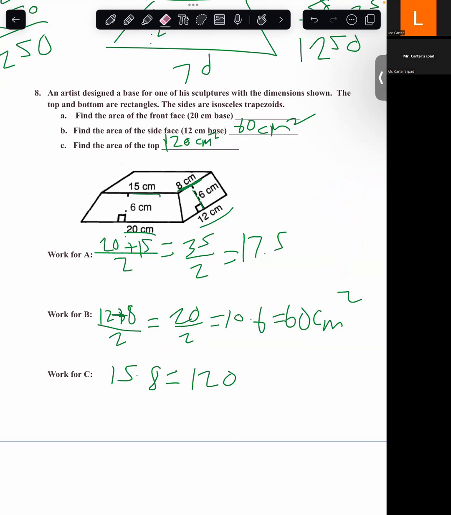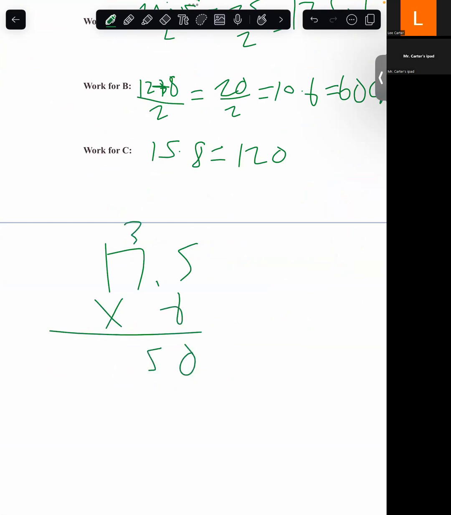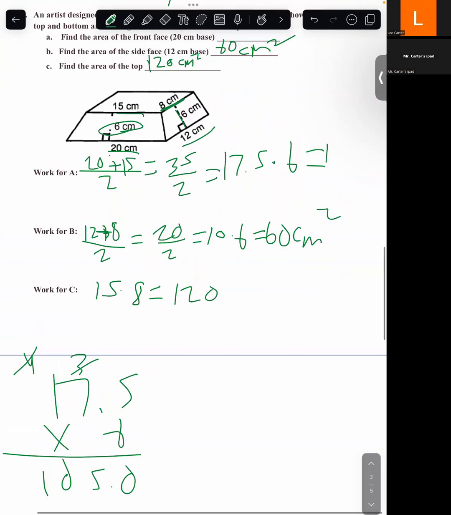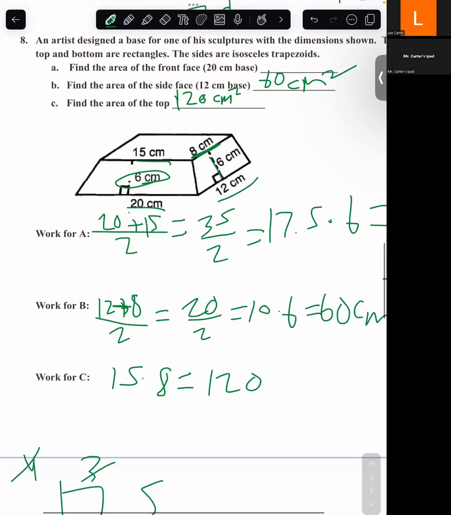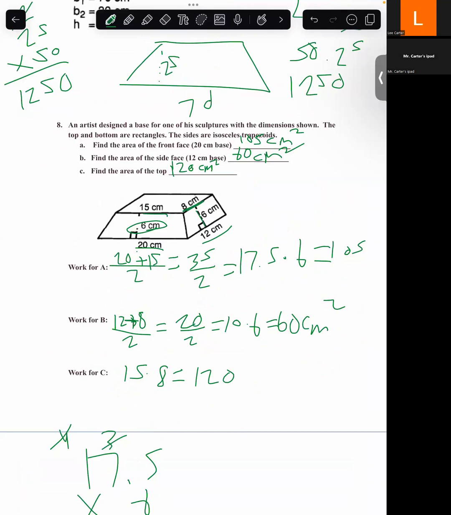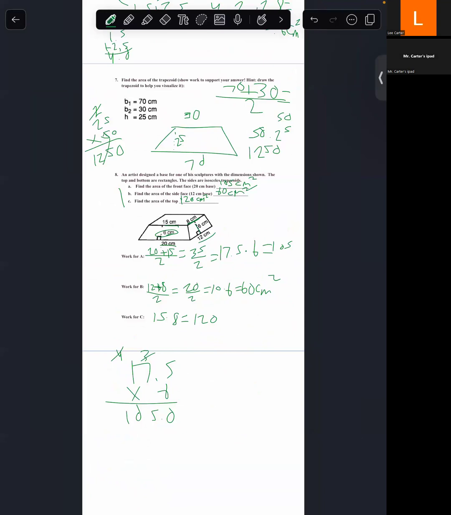Okay, and then so we have 17.5, and then times the height, which is 6. So 17.5 times 6. 6 times 5 is 30, 6 times 7 is 42, plus 3 is 45. 6 times 1 is 6 and 4 is 10. 1 decimal place in the problem, so 1 in the answer. So that is 105. Okay. All right, so 105 square centimeters. All right, so that is that. Make sure you got all that work shown and get your work turned in.